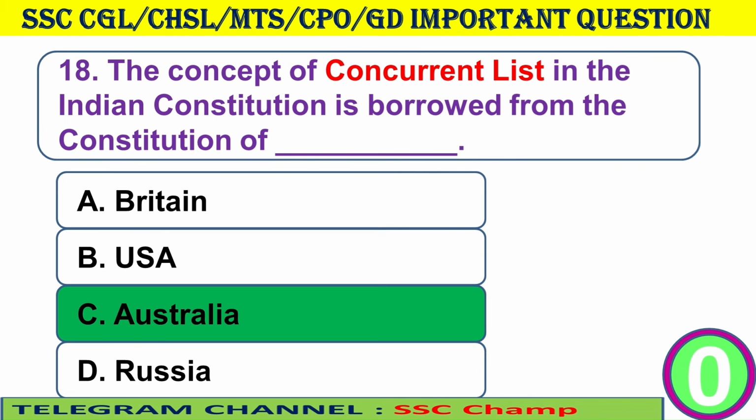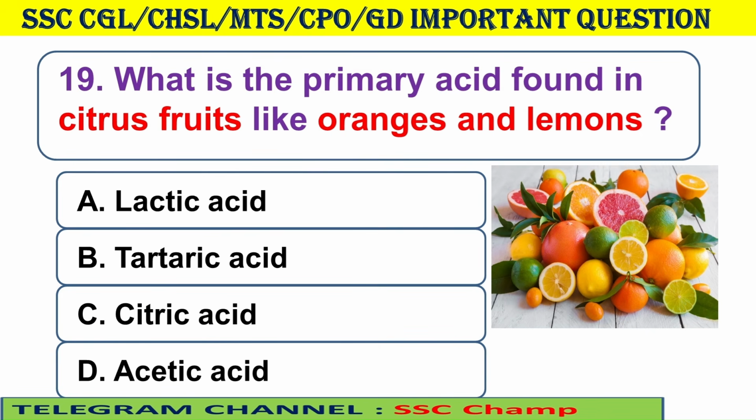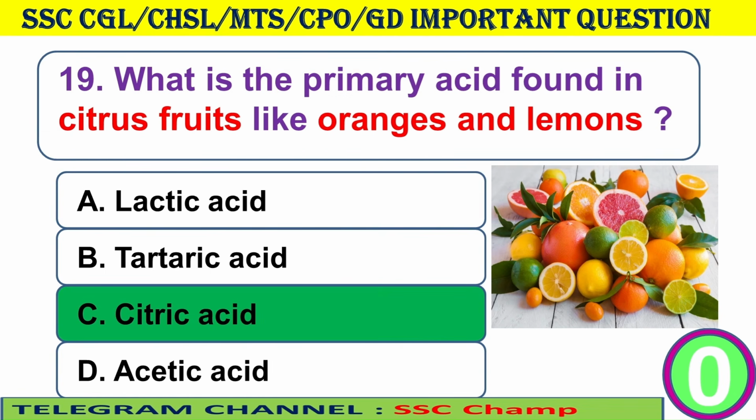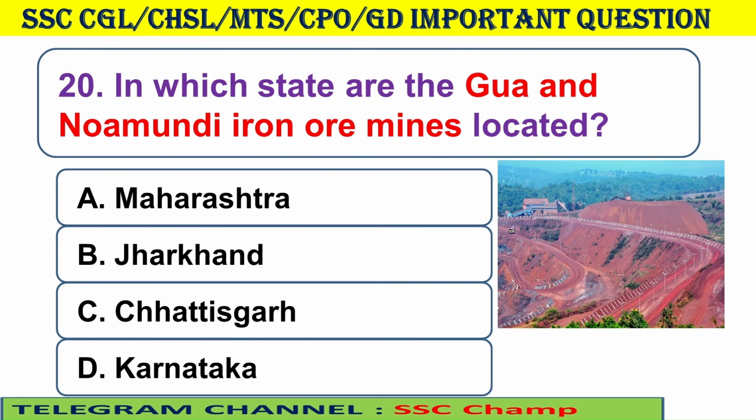Correct answer, Australia. What is the primary acid found in citrus fruits like orange and lemon? Option A, lactic acid, Option B, tartaric acid, Option C, citric acid, Option D, acetic acid. Correct answer, citric acid. In which state are the Gua and Noamundi iron ore mines located?